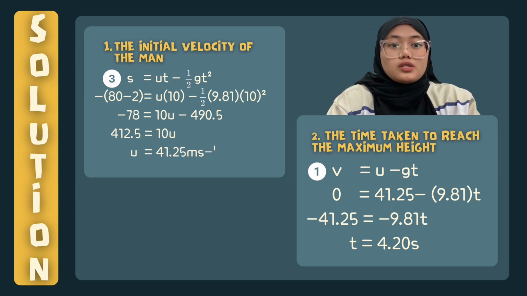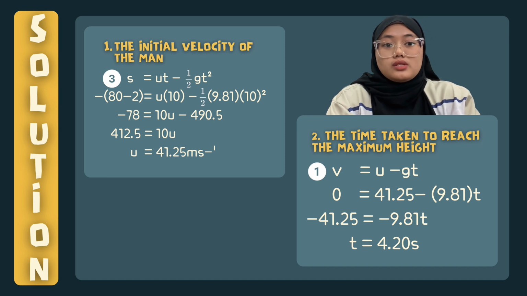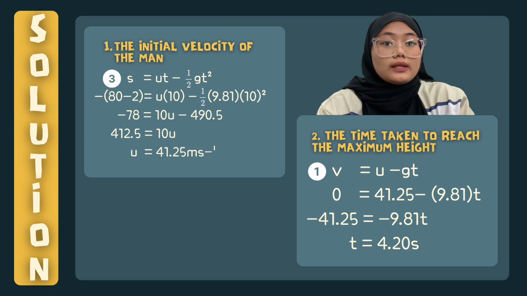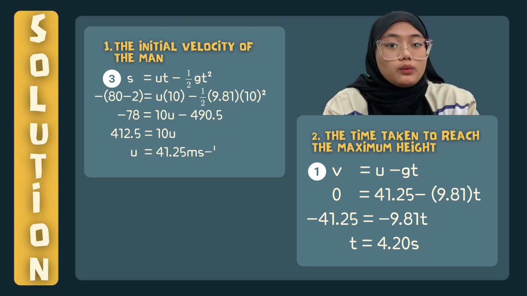The second question is find the time taken to reach the maximum height. We need to use the first formula for this. Since we found the initial velocity from the first question, then we insert the V, the final velocity, which is 0, and G 9.81, so we can find the time, which is T equal to 4.2 seconds.